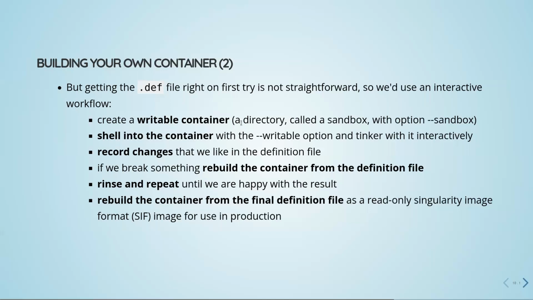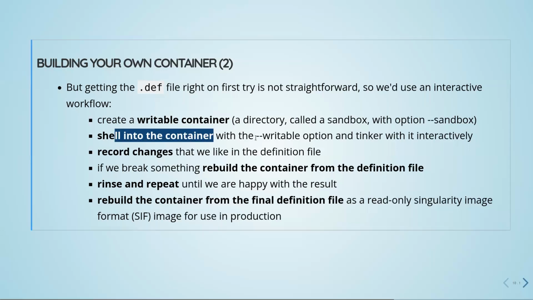So instead of starting with an image that is immutable, you start by creating a writable one with an option called Sandbox. That will create a directory instead of a single file. Then you shell into the container, so you get inside, and you use the option Writable. With that, basically you can do whatever changes you want inside the container.